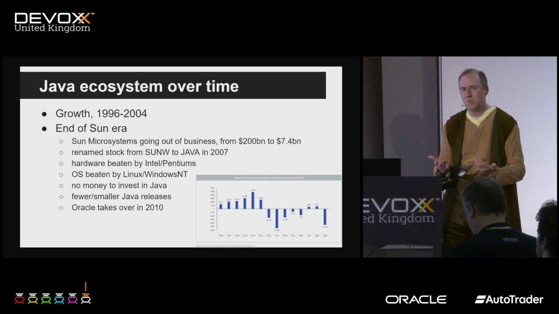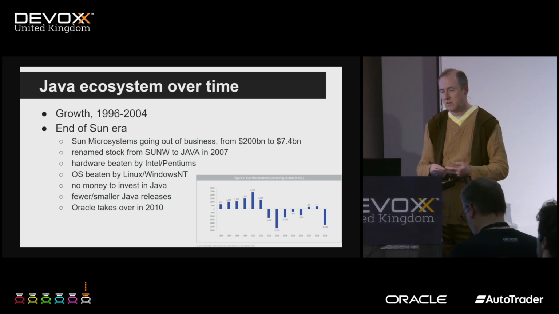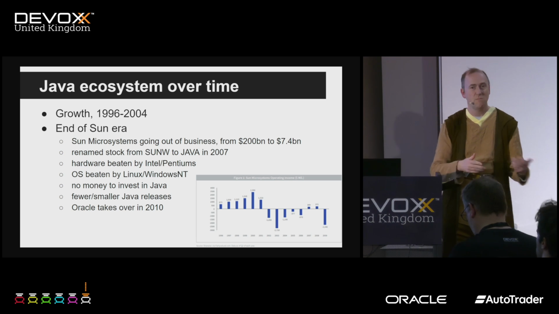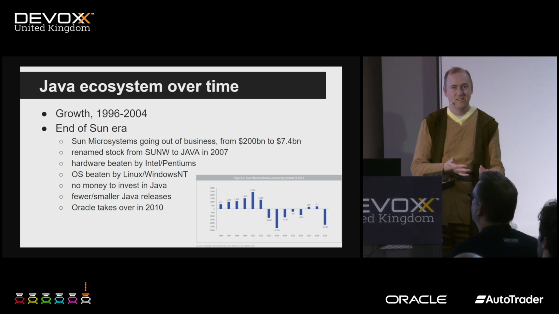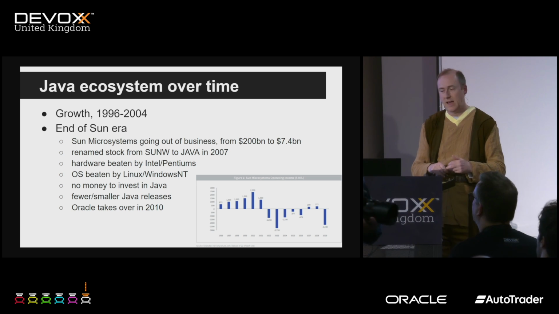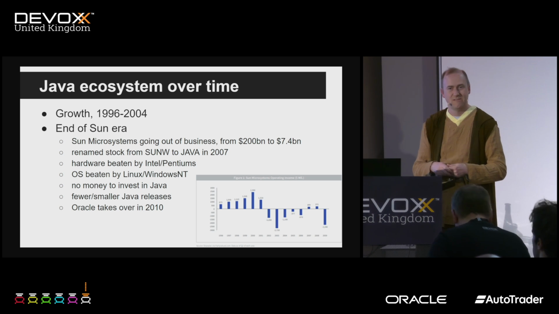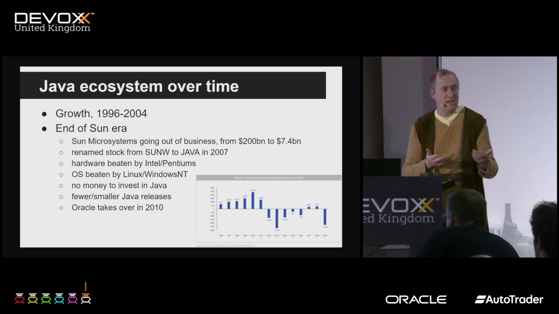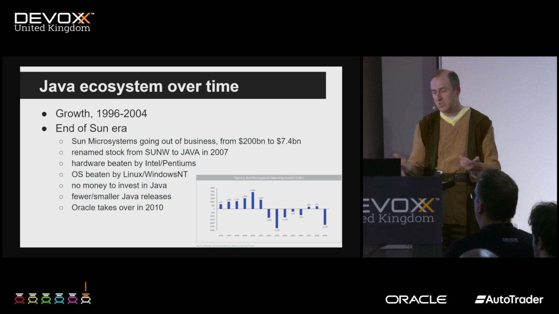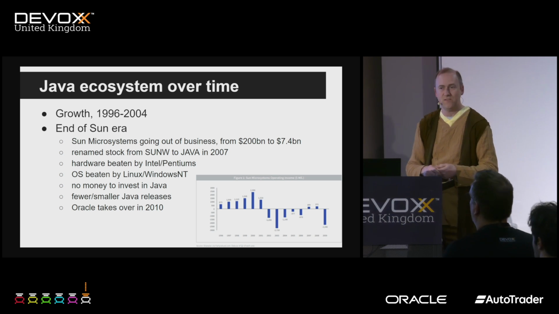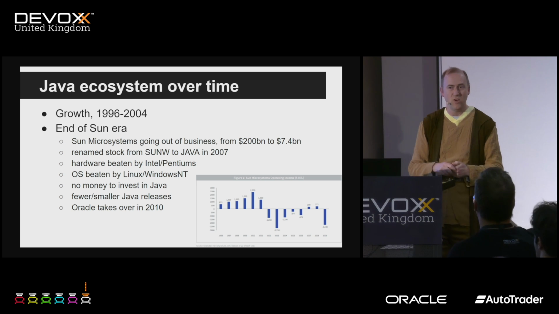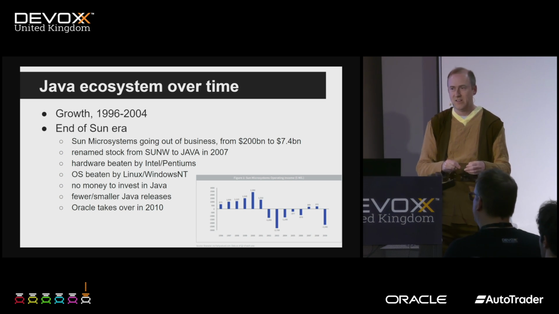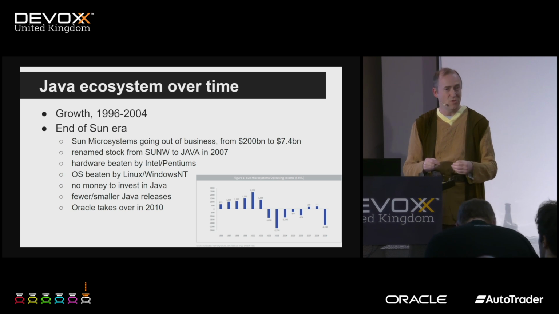Fundamentally, what happened was Sun Microsystems, who were the ones who created Java, were going out of business. Sun's business was to make hardware, SPARC boxes, and those boxes were eaten alive by Intels and Pentiums, and their operating system was taken over by Linux and Windows NT. So the company was, as you can see from the chart, losing money hand over fist. Unsurprisingly, there was no real money to invest in Java. They knew Java was valuable because they renamed their stock ticker from SUNW to JAVA, but they couldn't do anything to stem the tide.